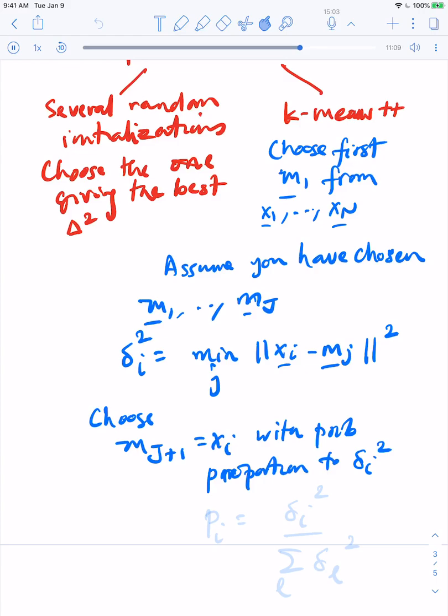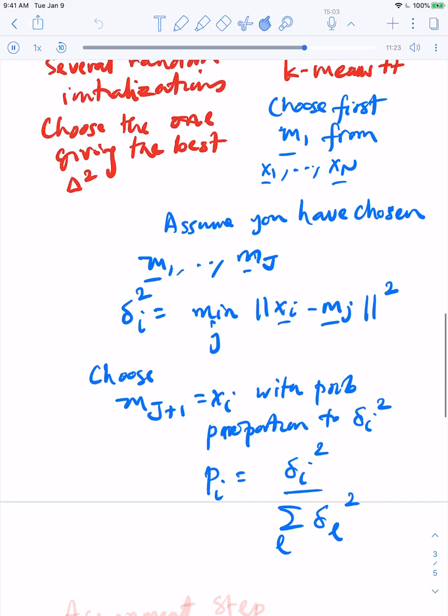Of course, the probabilities have to sum up to 1. So the probability of choosing this point is going to be delta i squared divided by the summation over l of delta l squared. And of course, you wouldn't choose any of the points that you already have, because the delta i's for those will be 0. So that's the k-means++ initialization. It has some nice properties. I would urge you to look at the references in the handout. There are some properties under certain circumstances: the delta squared you get from them is guaranteed to be within some factor of the optimal delta squared.